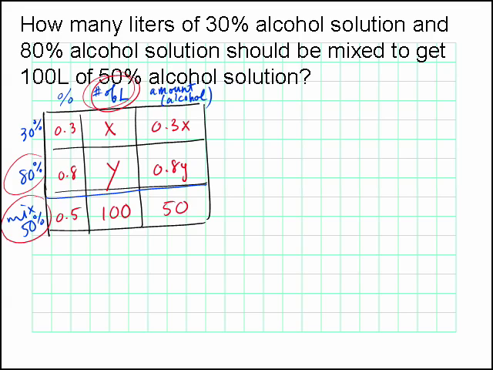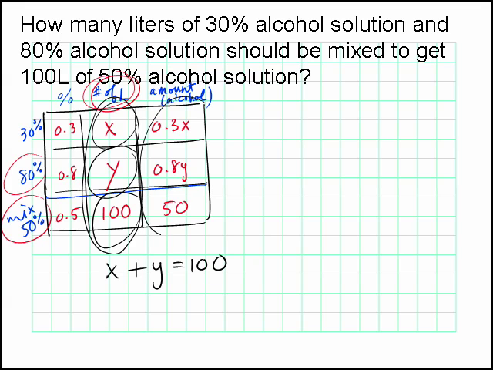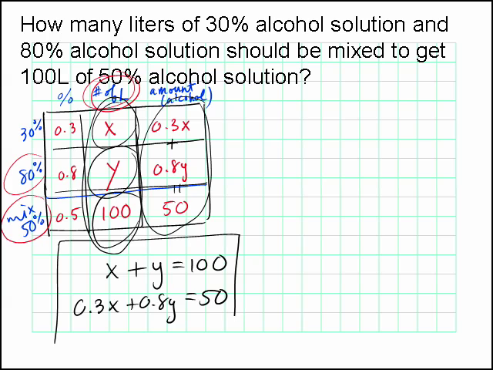Now, we have two equations here. x plus y should add up to 100 because this x is our number of liters of the 30% mixed with y liters of 80%. We should get 100 liters total. So x plus y equals 100. And the other equation comes from the last column. 0.3x plus 0.8y equals 50. And that, right there, is our system which we want to solve.